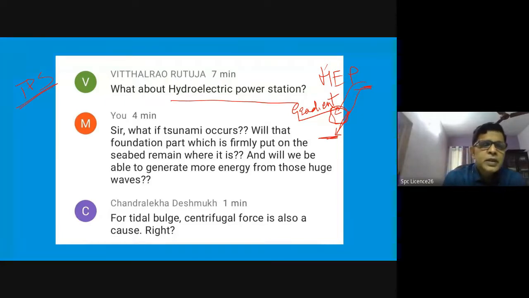But as far as a tidal power station is concerned, it has to be very long, one. Secondly, it has to be built within the highest high tide and the lowest low tide. It's not everywhere that you can construct a tidal power station. And as I said, the gradient in a tidal power station is going to be significantly less.